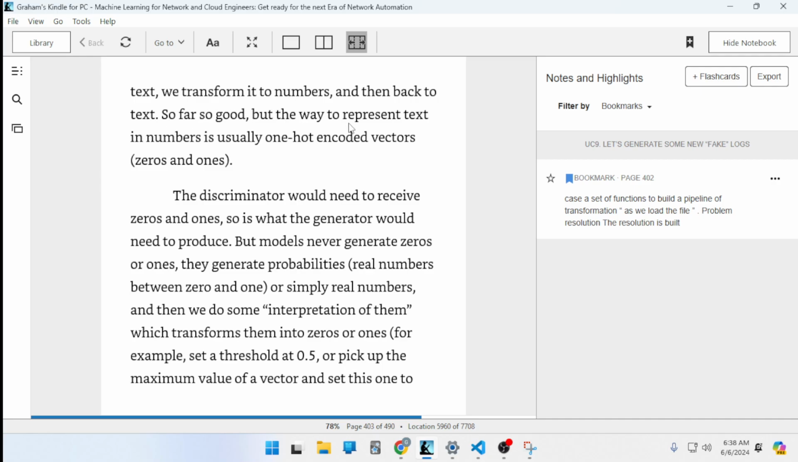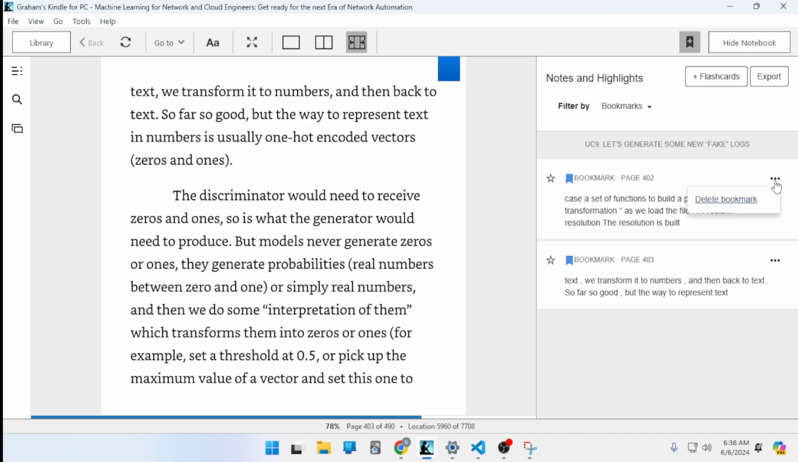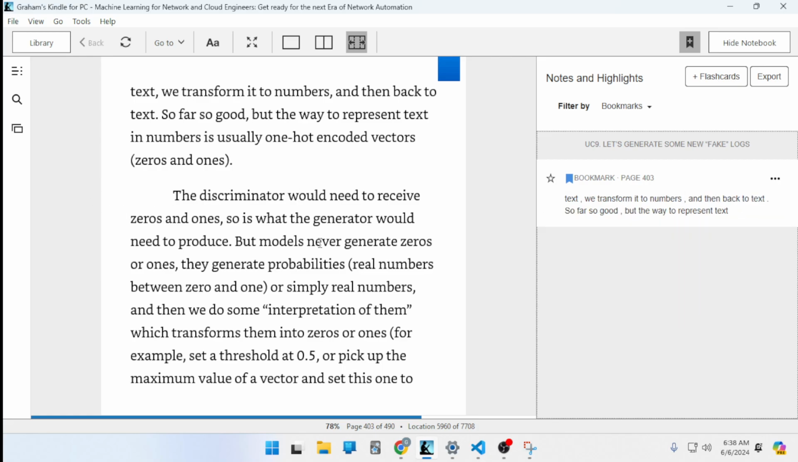So far, so good, but the way to represent text in numbers is usually one hot encoded vectors, zeros and ones. The discriminator would need to receive zeros and ones. So is what the generator would need to produce. But models never generate zeros or ones. They generate probabilities, real numbers between 0 and 1, or simply real numbers. And then we do some interpretation of them, which transforms them into zeros or ones.